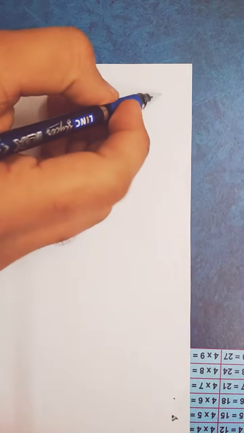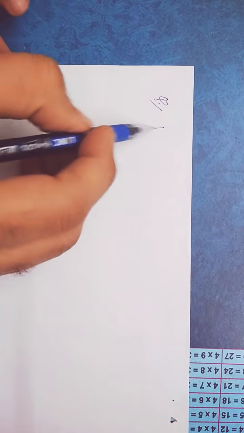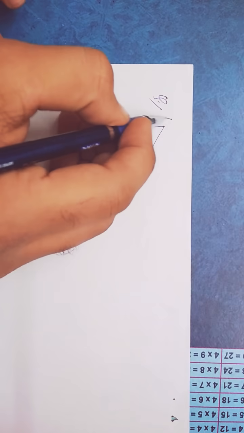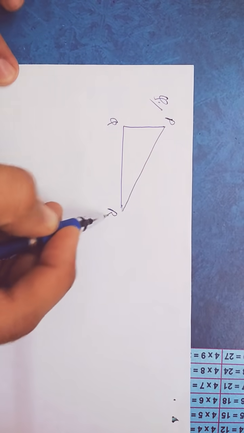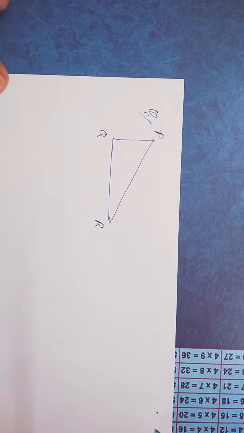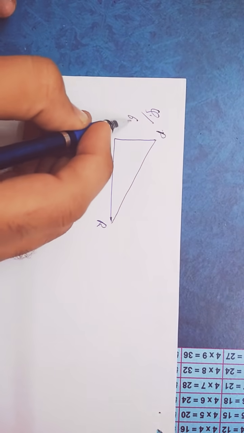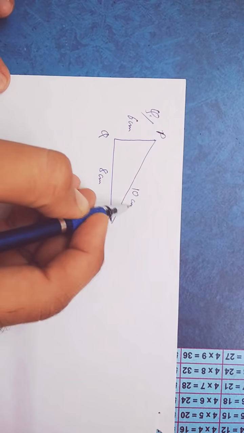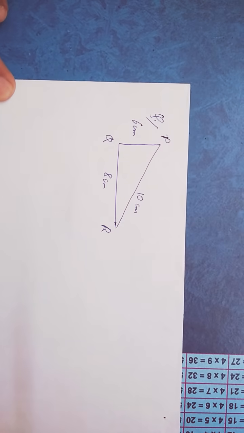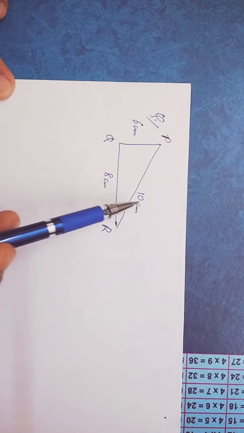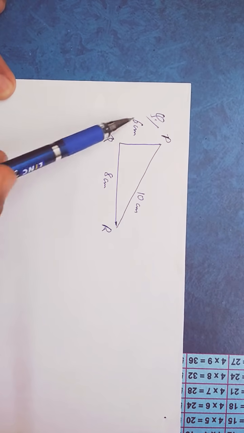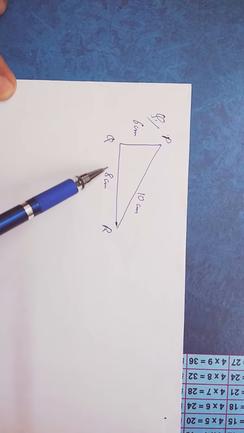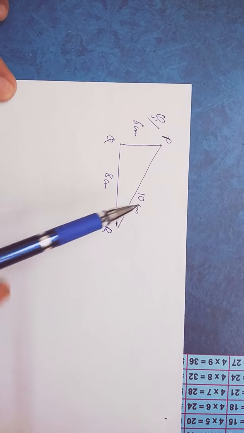Now as a practice, I would like you to solve this question, in which there is a triangle PQR, in which this side is 6 centimeters, this is 8 centimeters, and this is 10 centimeters. Again, if you want, you can check for yourself. 6, 8 and 10 are Pythagorean triplets. That is, the sum of the squares of these two numbers is equal to the square of this number.